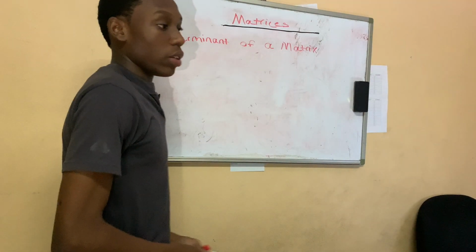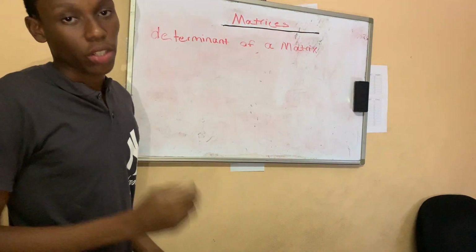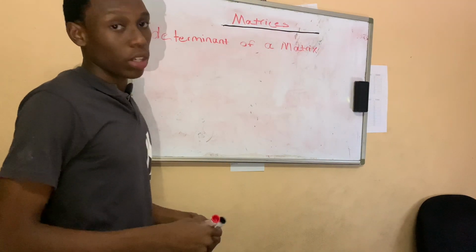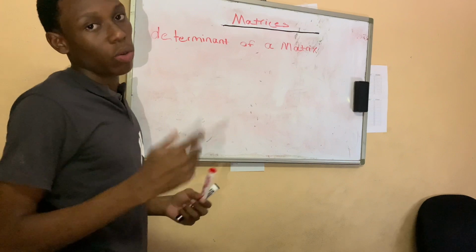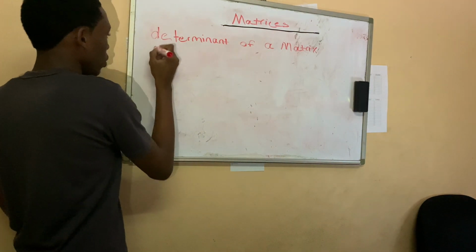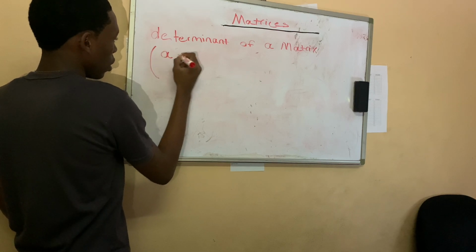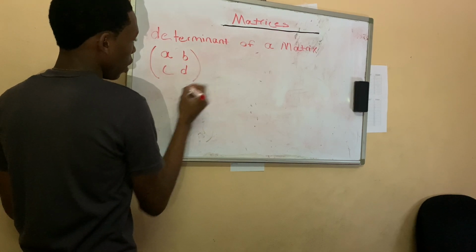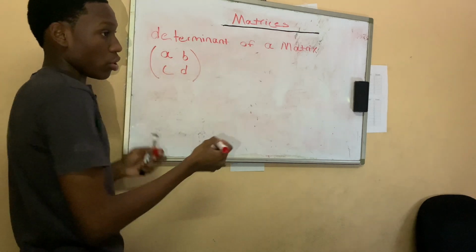In this video, guys, we are going to look at how to find the determinant of only 2 by 2 matrices. This method only works for 2 by 2 matrices. Alright, we have a matrix that is A, B, C, D. And it says find the determinant of this matrix.